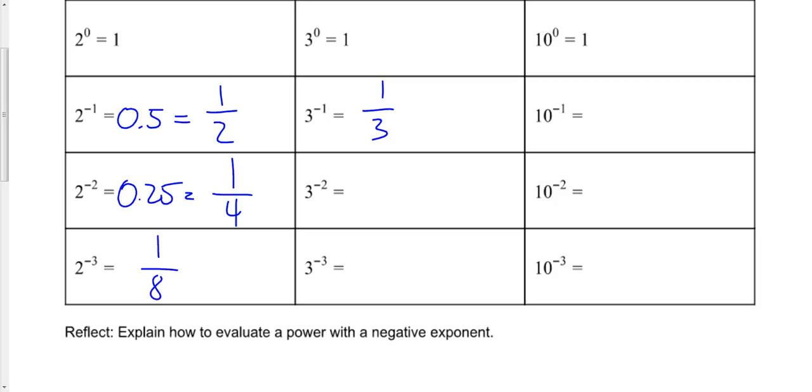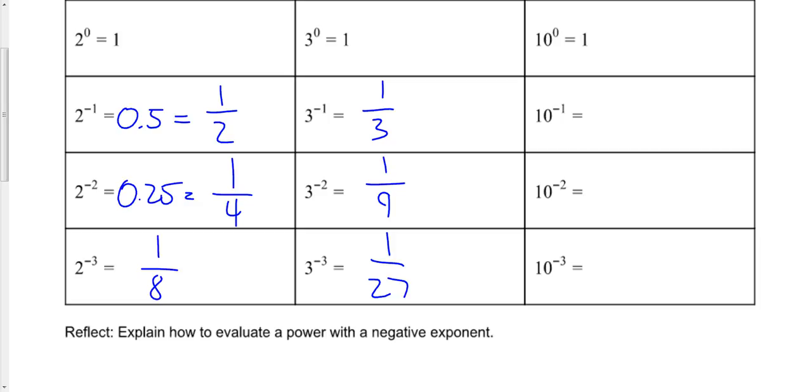3 to the exponent negative 2 is, as a fraction, 1/9. Okay? And 3 to the exponent negative 3 as a fraction is 1/27. Same thing here. Again, we follow this pattern. What's interesting is we continue to divide by 3 as you go along. So 1/9 is 3 sections of 1/3, and so we continue to get smaller and smaller and smaller.